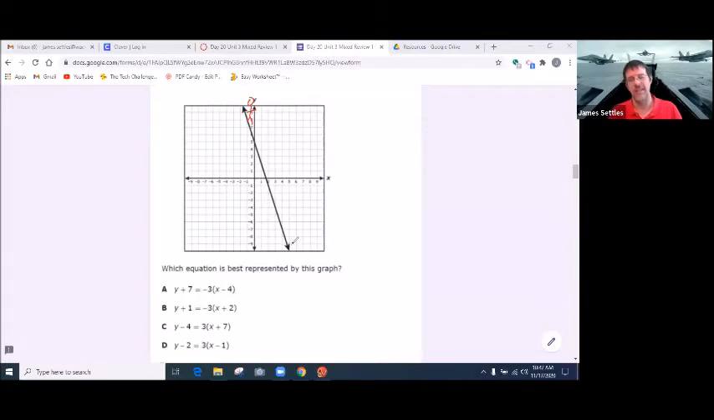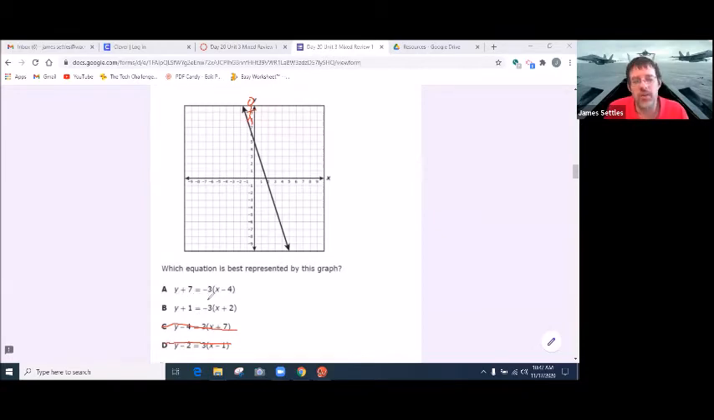That's negative. So if it's negative, we can look at these and there should be a negative in front of x, and there's not for C and D. So we can mark off C and D. Now, in the end, even if you forget to do that, there's still something we can do here.